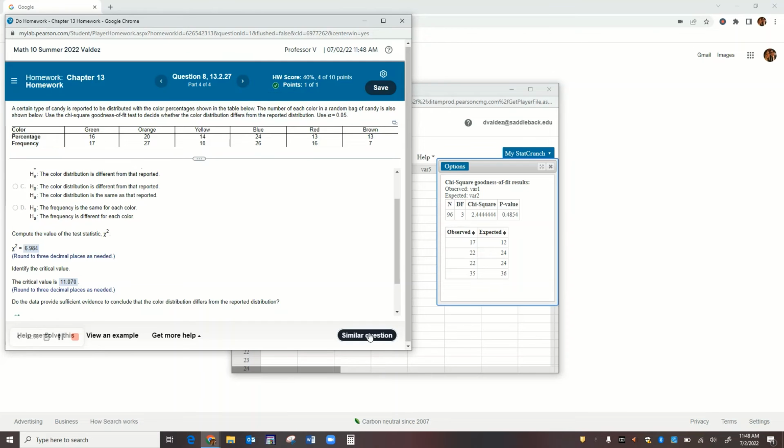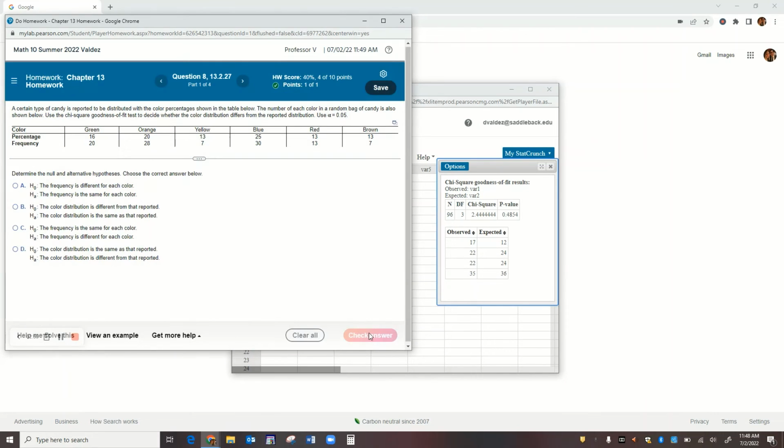Yeah, this one. Let's redo this one. Okay, so a certain type of candy is reported to be distributed with the color percentages shown in the table below. The number of each color in a random bag of candy is also shown below. Use the chi-square goodness of fit test to decide whether the color distribution differs from the reported distribution. Use alpha equals 0.05. So determine the null and alternative hypotheses.